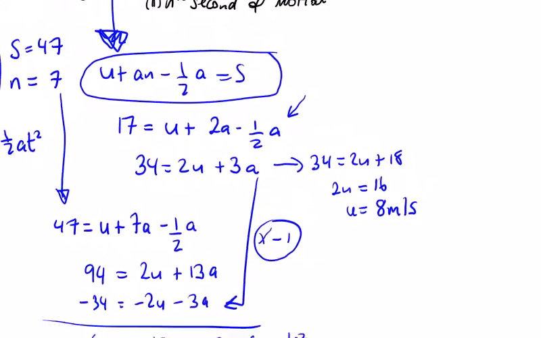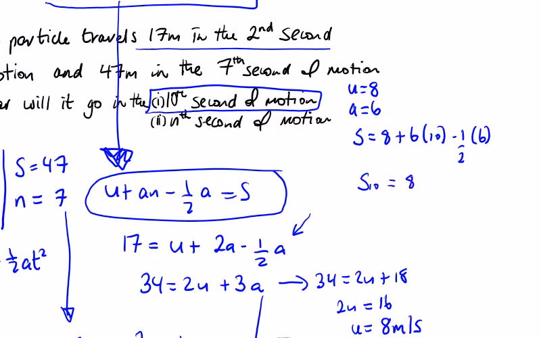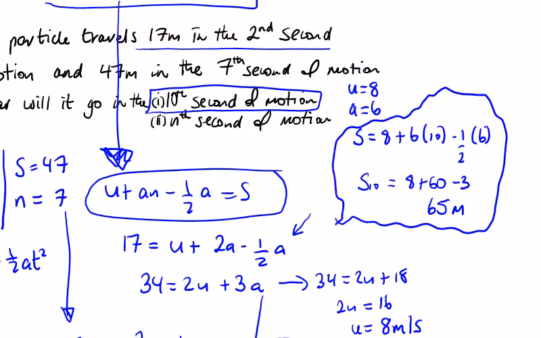So I have my u is 8, a is 6, just come back up here. u is equal to 8, a is equal to 6. So now I have the 10th second of motion. s is going to be equal to u, 8, plus a times n, 6 times 10, minus a half a, so minus a half times 6. So the distance in the 10th second is going to be 8 plus 60 minus 3, 68 minus 3, 65 meters.